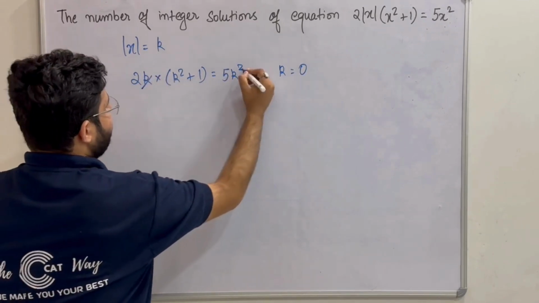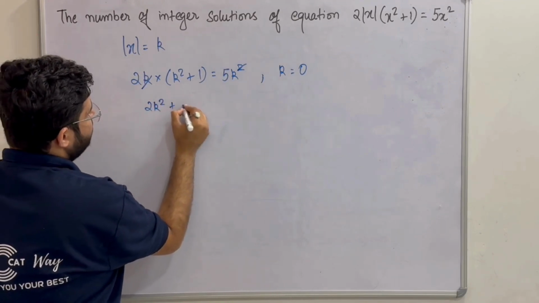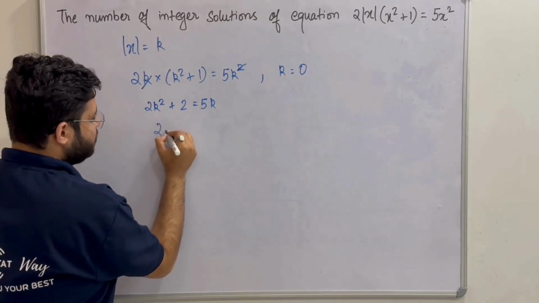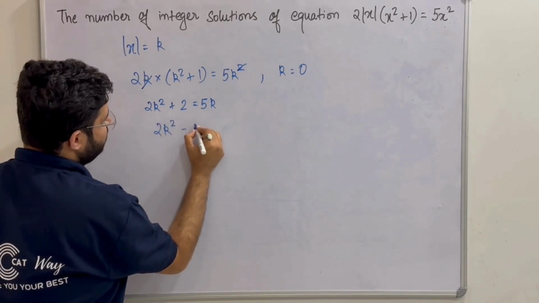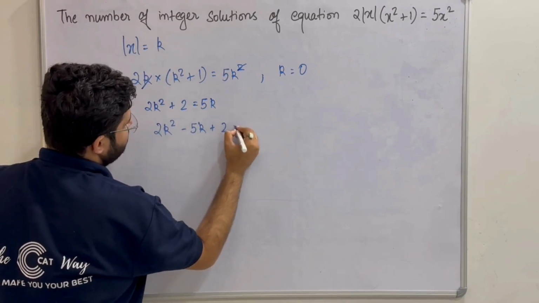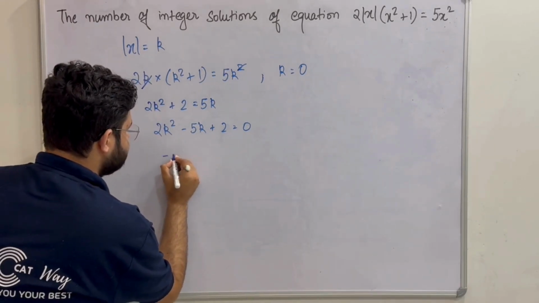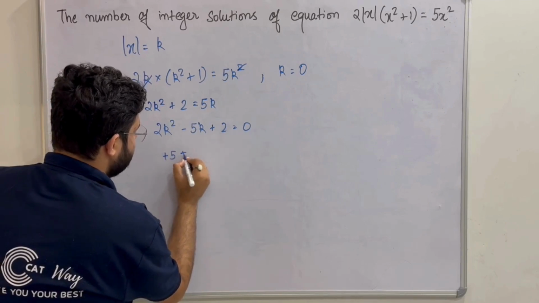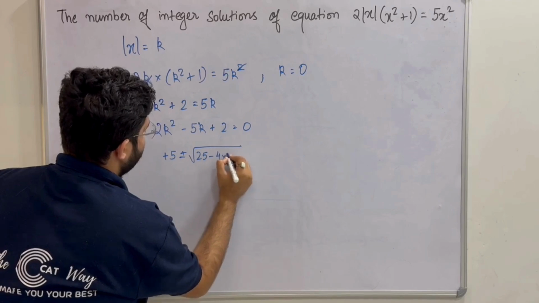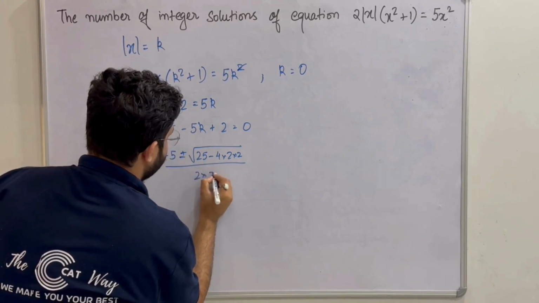Next is that k takes over this. What are you left with? 2k square plus 2 is equal to 5k. Now taking them all on the same side, what do you get? 2k square minus 5k plus 2 is equal to 0. Right? Now applying our method, so what do we have? Minus b, that will be plus 5, plus minus under root b square minus 4 into a into c, divided by 2a, that is 2 into 2.